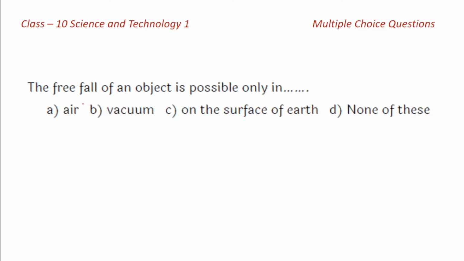Next question is, the free fall of an object is possible only in air, vacuum, on the surface of earth, or none of these. So the correct answer is vacuum. Free fall of an object is possible only in a vacuum.